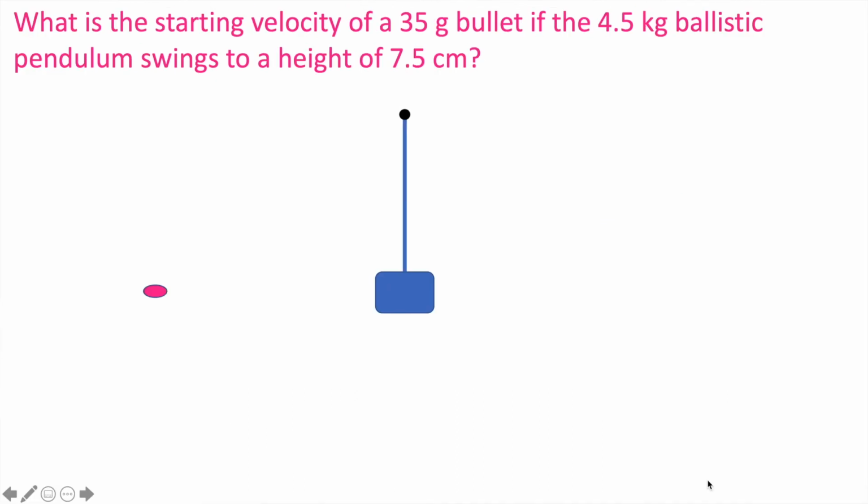So to review, for a ballistic pendulum problem, you've got two parts. You have the collision part, and that's going to be conservation of momentum. And then you have the swinging part, and that's conservation of energy. And the link between those two problems, remember, was right here: the velocity of this, because it's the end of this collision problem, and it's the beginning of this swing problem.